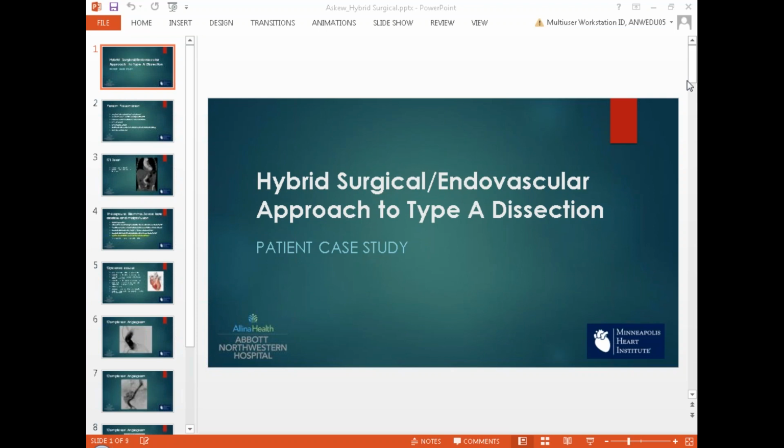But the traditional approach for a type A repair would be a Bentall procedure with exclusion of the false lumen. Obviously, if he has mesenteric ischemia and significant malperfusion, you may want to address those things first. So we discussed that with vascular surgery and interventional radiology. Ultimately, we decided on a traditional Bentall plus an endovascular elephant trunk, and then an intraoperative exploratory laparotomy to determine if the bowel in the patient was viable.